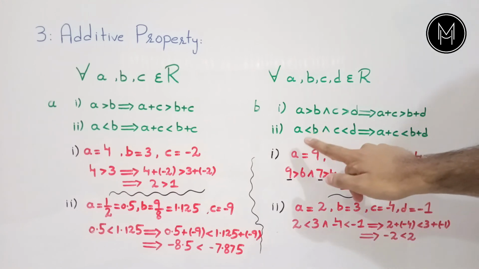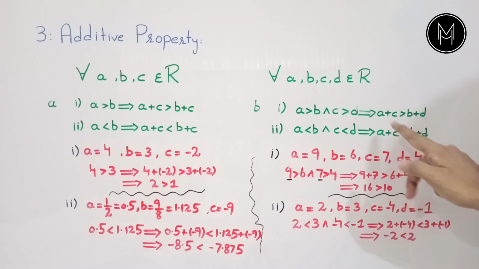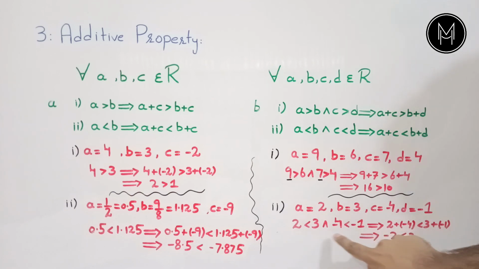We add two smaller numbers A and C and two greater numbers to check whether this condition is true or not. After addition of two smaller numbers 2 and minus 4, we have minus 2, and after addition of two greater numbers 3 and minus 1, we have 2. We know minus 2 is less than 2. So this means this condition is also true for real numbers.